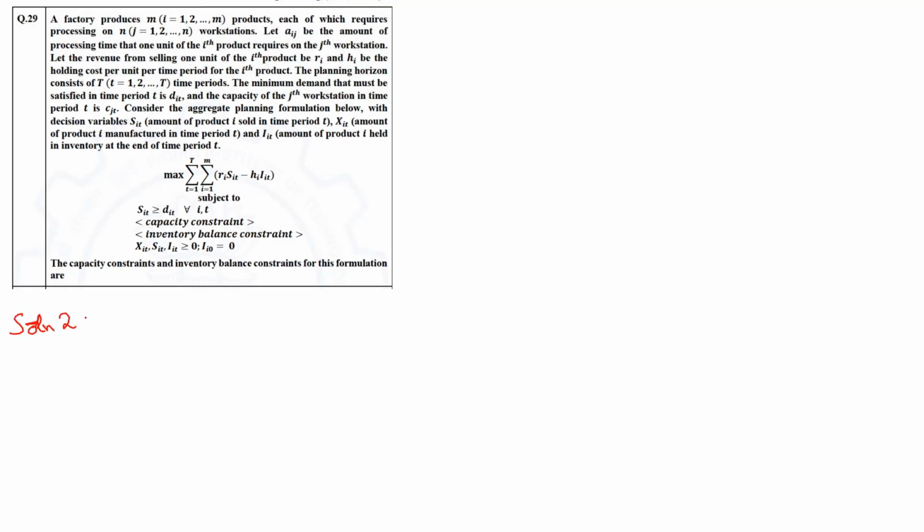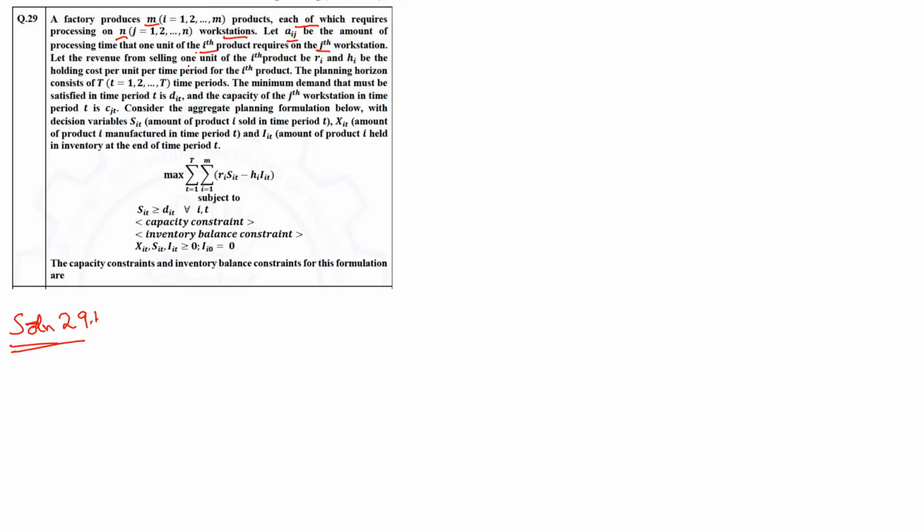Solution 29. A factory produces m products, each of which requires processing on n workstations, right? So the examiner is saying a factory is producing m number of products, and for making those products we have n workstations, and let aij be the amount of processing time that one unit of the ith product requires on the jth workstation.